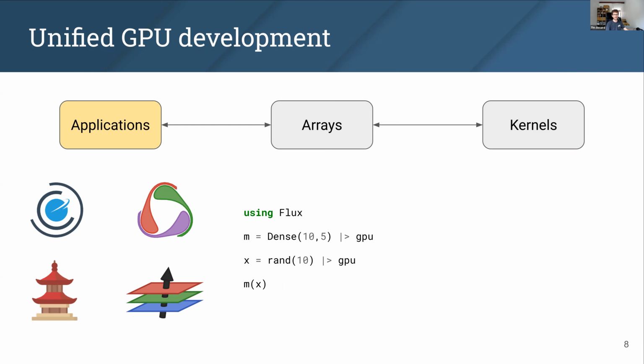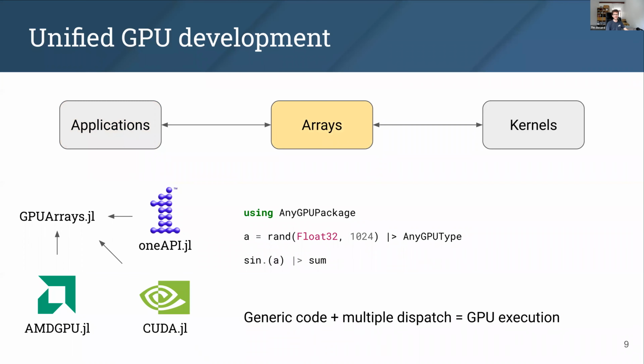And this small example here is using Flux, which is one of our most popular machine learning packages, where it's as easy as just instantiating your model, instantiating some parameters, putting both on the GPU by calling the GPU function, and then by evaluating your model using those inputs, you're effectively using the GPU to do machine learning. And all of that is made possible by the second level of the programming stack, which is array programming.